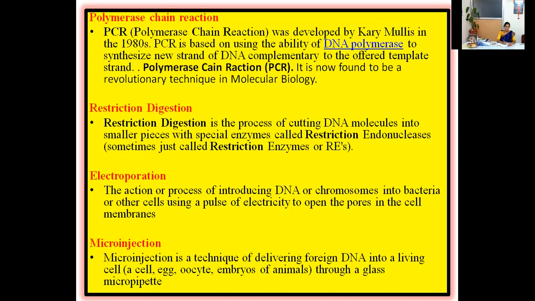Next one is microinjection. This microinjection is also one of the vectorless methods of gene transfer. What is microinjection? Microinjection is a technique of delivering foreign DNA into a living cell. That may be a cell, maybe an egg or oocyte or embryos of animals. How? Through glass micropipettes.